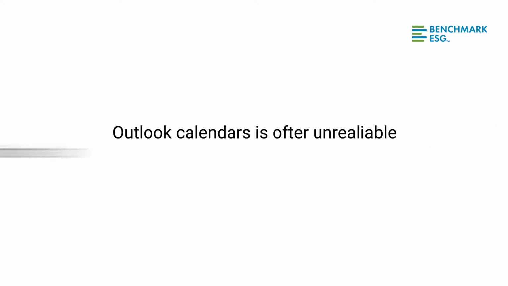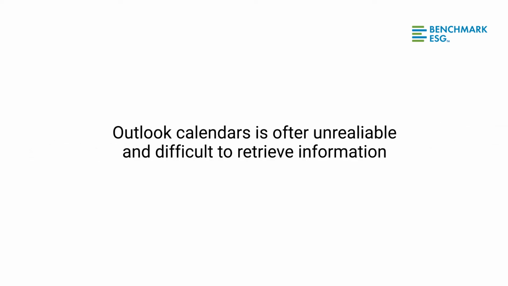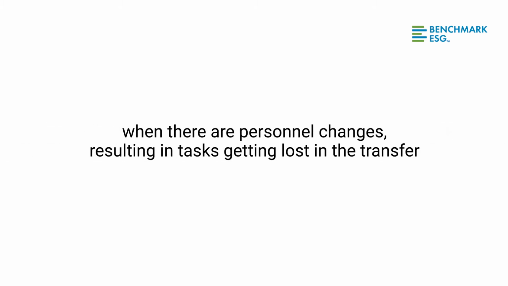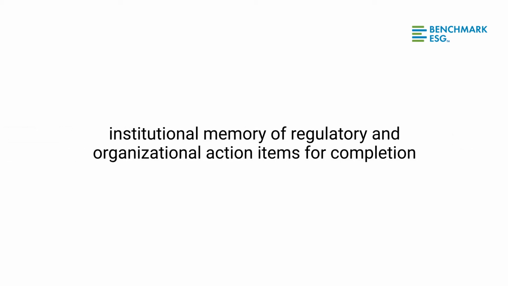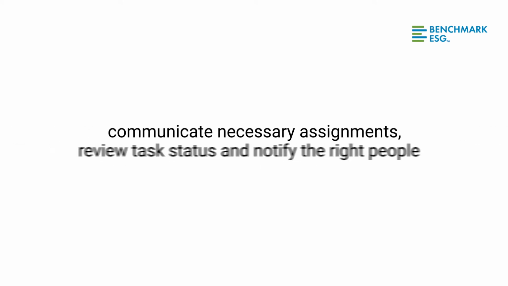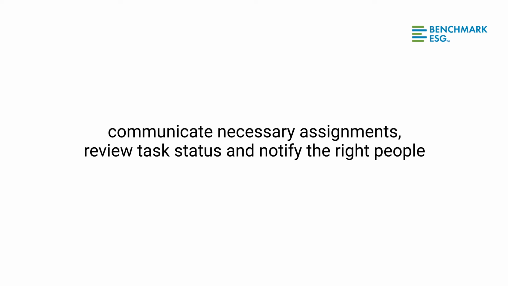Housing information in various Outlook calendars is often unreliable and difficult to retrieve, which is especially true when there are personnel changes, resulting in tasks getting lost in the transfer and failure to get reassigned. Compliance Calendar helps eliminate the risk of an important task being missed by establishing an institutional memory of regulatory and organizational action items for completion. Simplify the way you communicate necessary assignments, review task status, and notify the right people when items have passed their deadlines.